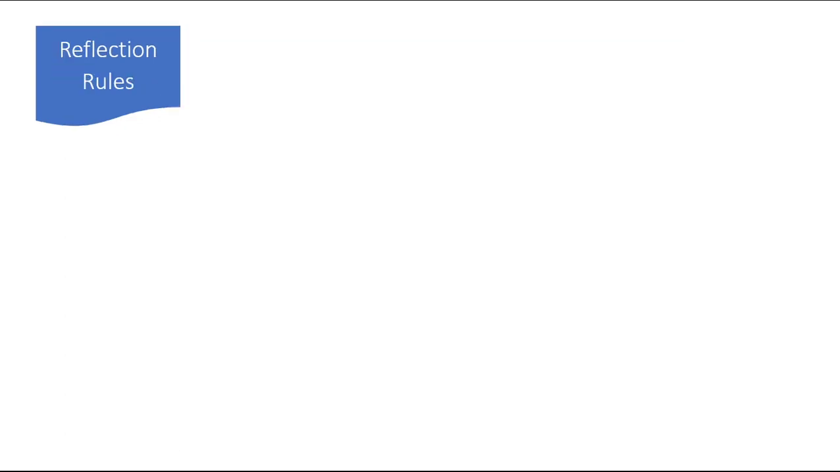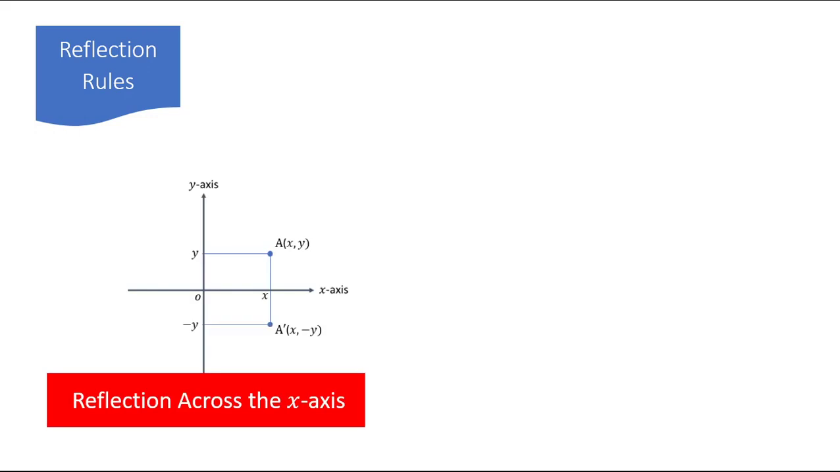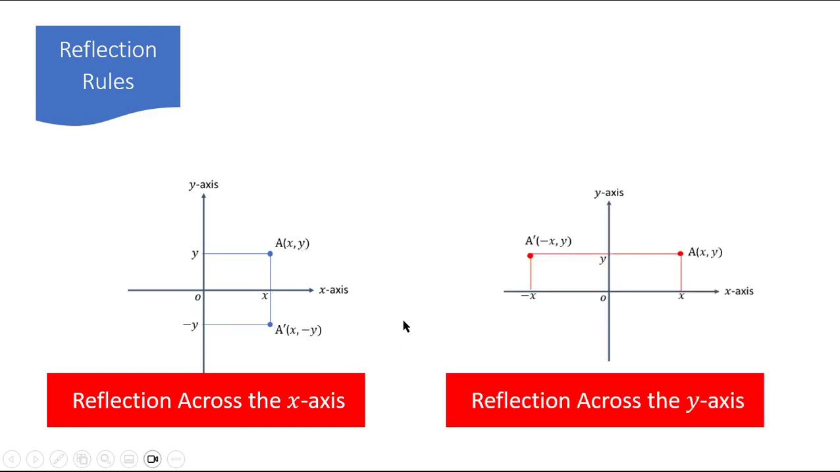Reflection rules. There are some reflection rules here. They're really simple. If you are doing reflection across the x-axis, what happened at this point is going to come here. So x stays the same, y becomes minus y. If you are doing reflection across the y-axis, y stays the same, x becomes minus x.